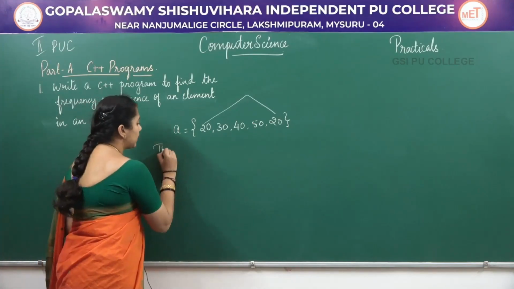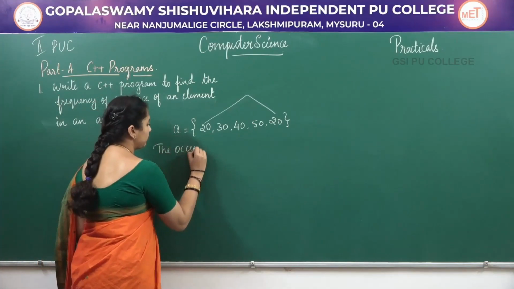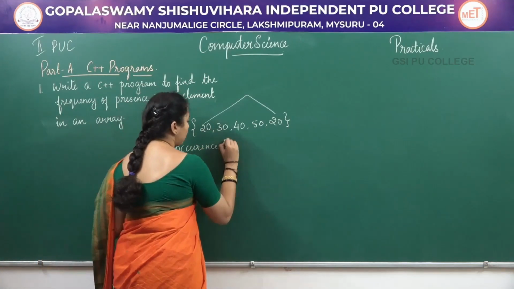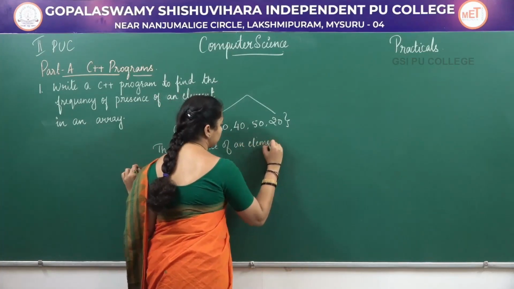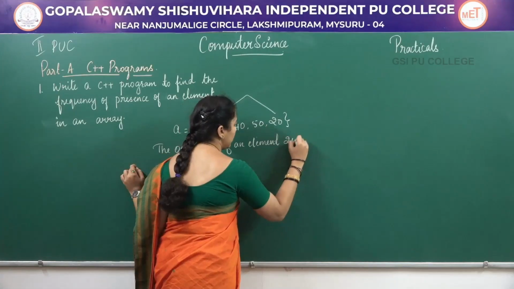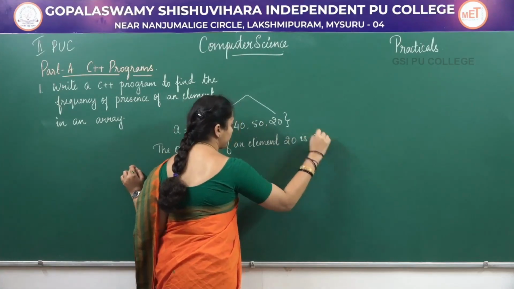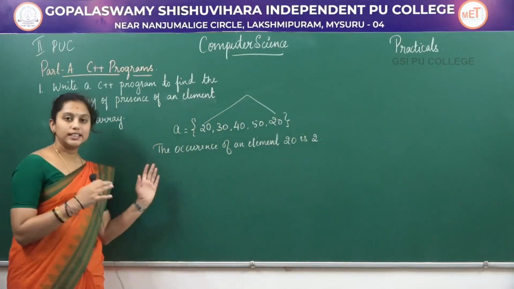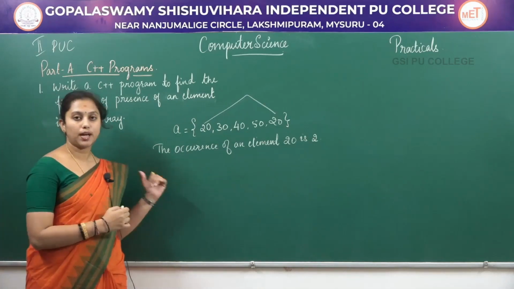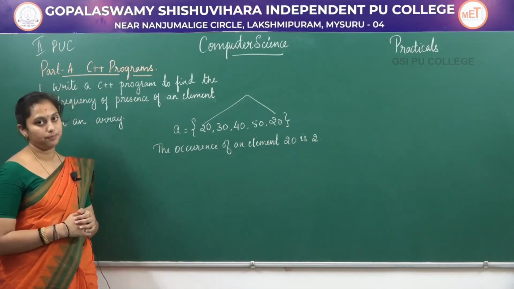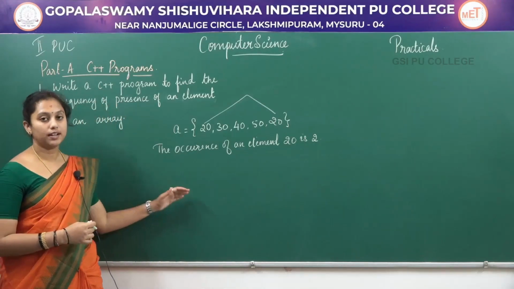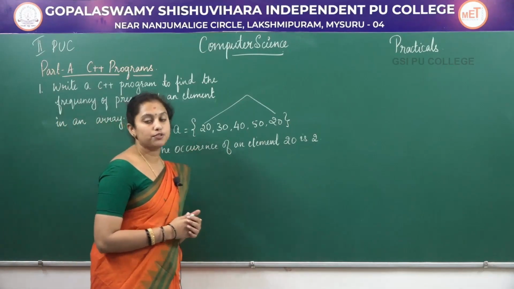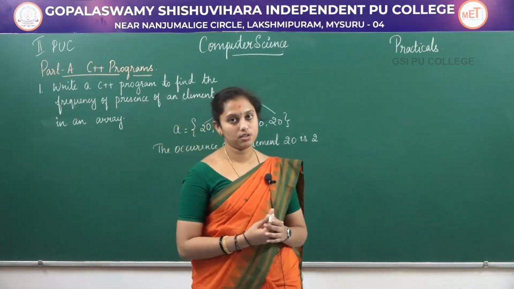I am going to count the occurrence of an element 20 in an array. So the occurrence of an element 20 is 2. For this concept we are going to write a C++ program. For the detailed explanation of this program, you can refer to session 2 of chapter 4, data structures.